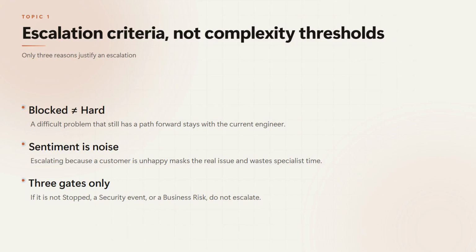Complexity is not a trigger. An agent can handle a complicated case if the policy is clear. Sentiment is not a trigger. An upset customer may have a simple, resolvable issue. The distinction people get wrong is treating escalation as a complexity threshold rather than an authority boundary.